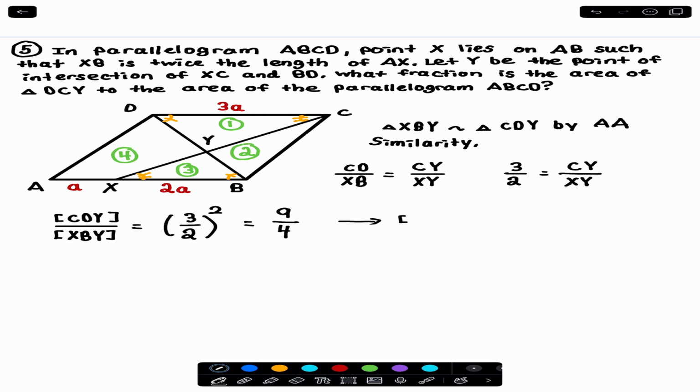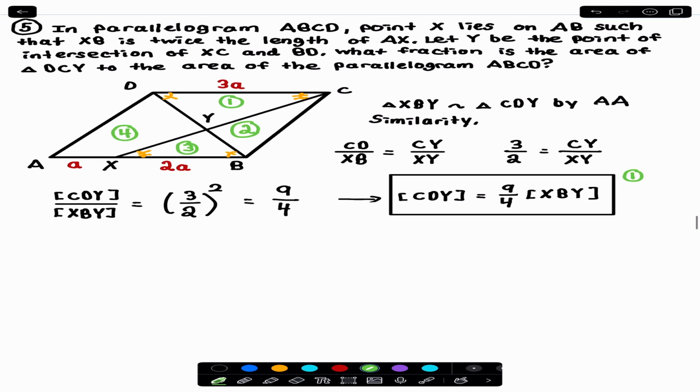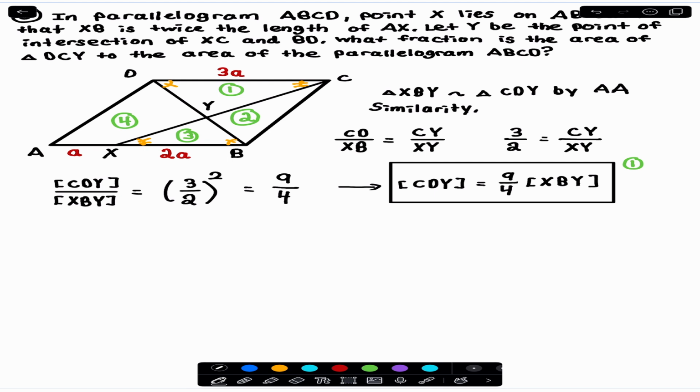So from here, the area of triangle CDY is 9/4 times bigger than the area of triangle XBY, which kind of looks right to me, at least in this diagram, but of course you should never assume things are drawn to scale. So that's something to remember.